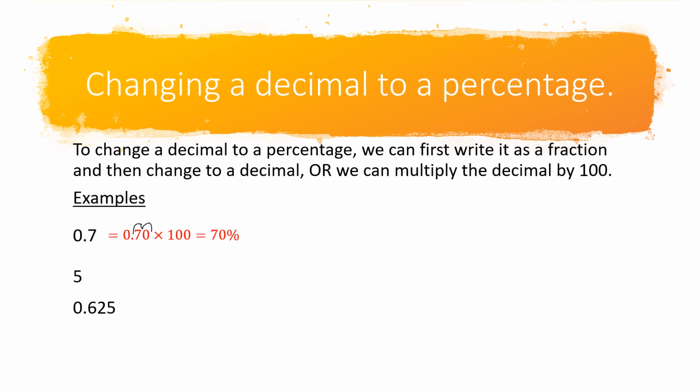Our next example is 5. Once again, that is 5.00 times 100. If we move the decimal 2 decimal places, our answer will be 500%. And our final example is 0.625. Again, we'll multiply it by 100. So we will move the decimal point 2 decimal places, and our answer will be 62.5%.